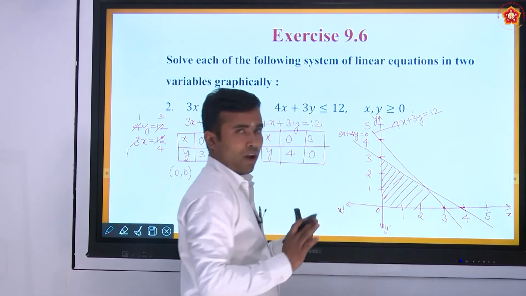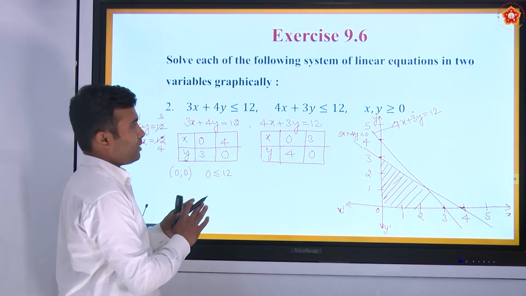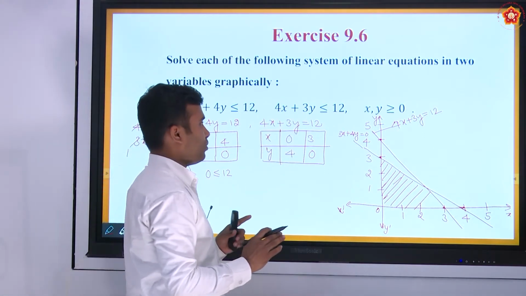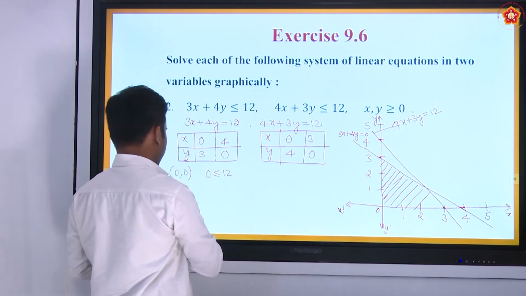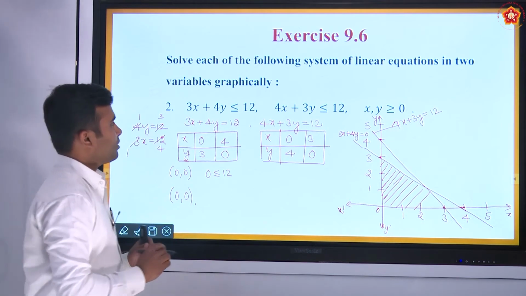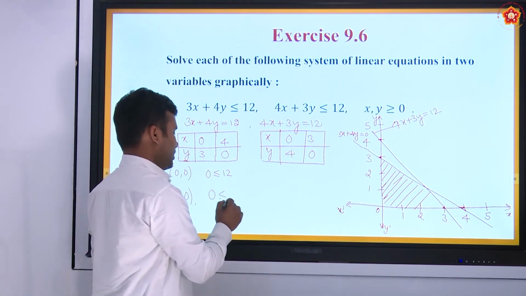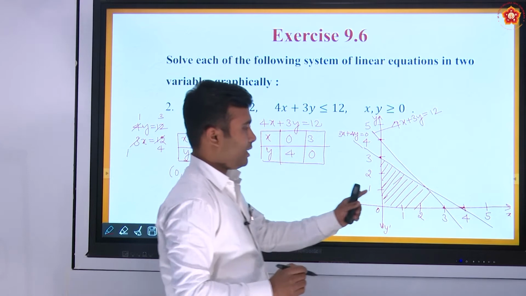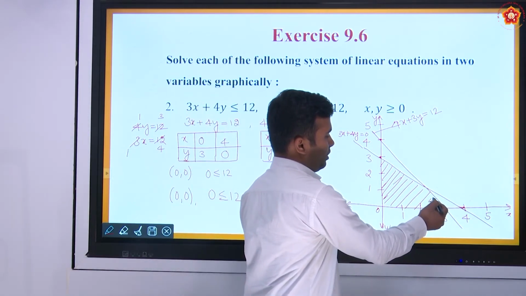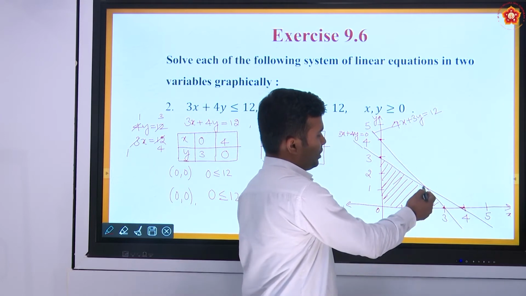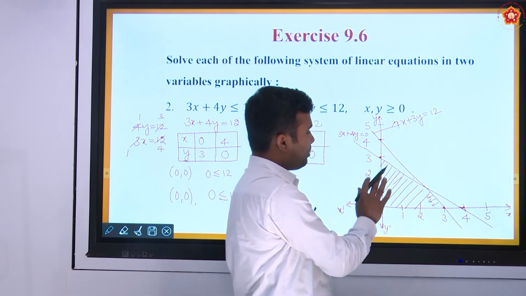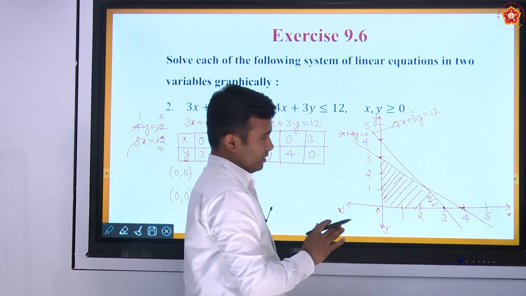Now, another one is 4x plus 3y is less than or equal to 12. Here also I am going to take 0 comma 0 as the arbitrary point, then it becomes 0 is less than or equal to 12. For this line also, this is the solution region. But the common region between these two lines is this.